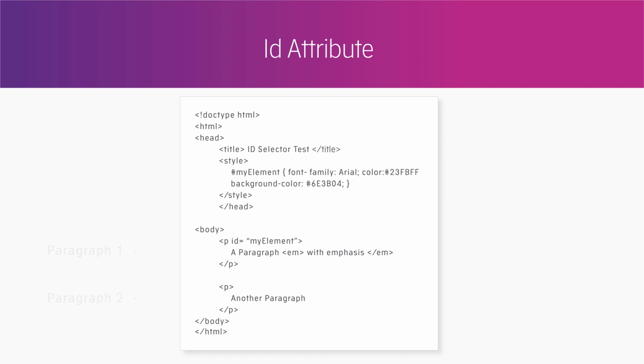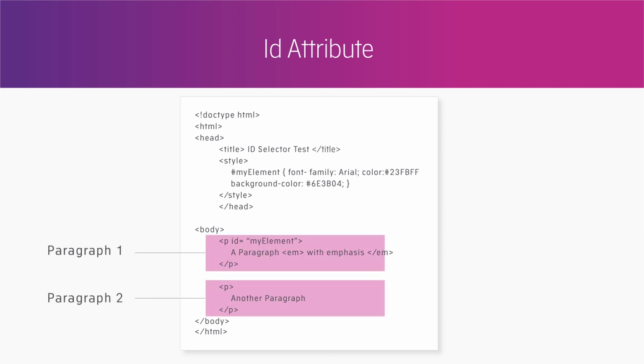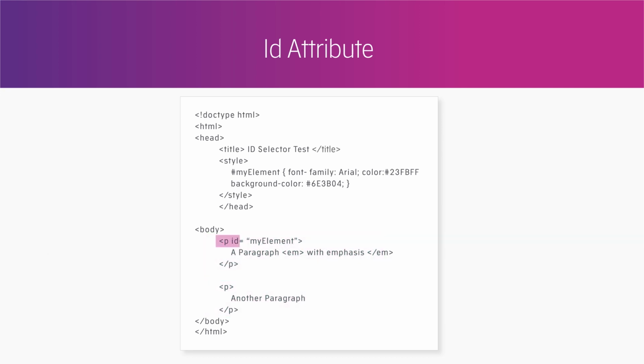In the example shown, we have two paragraphs on our page. One of the paragraphs uses its ID attribute and assigns a value of MyElement to the ID. We have a style rule in the head of the page. Look at the selector name. It doesn't refer to any HTML element by type. That is, it doesn't refer to a paragraph or an H1 or an image tag. It refers to an ID. And if there's some element in the body of that page that matches the ID, then that element will be targeted.